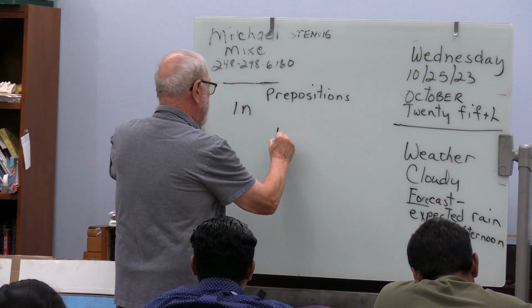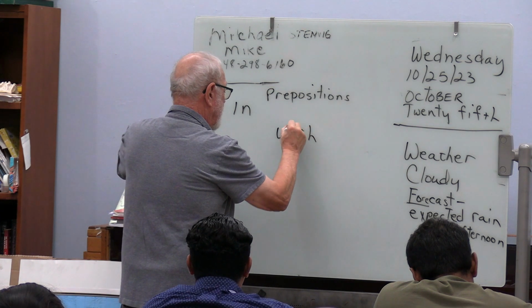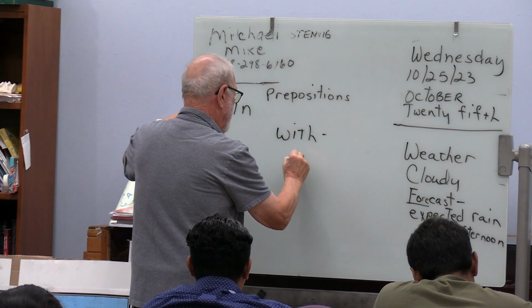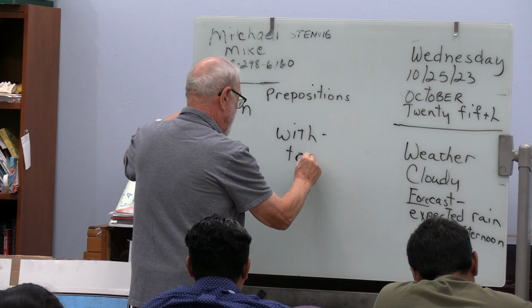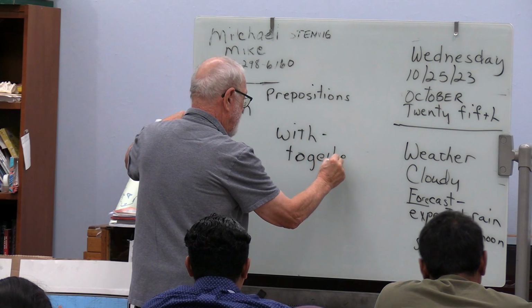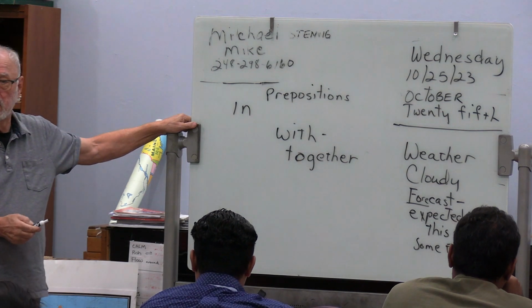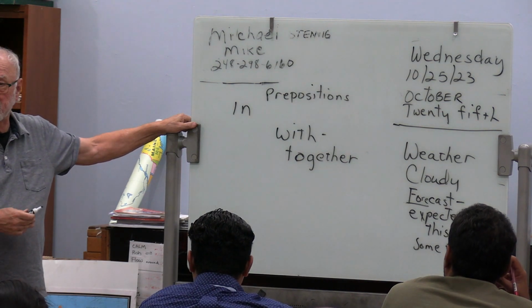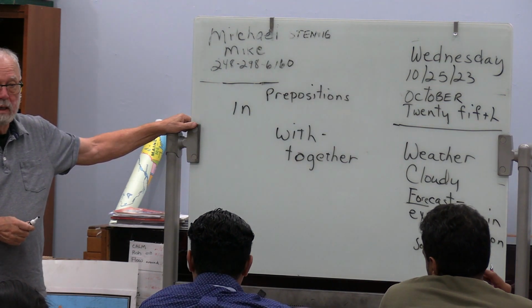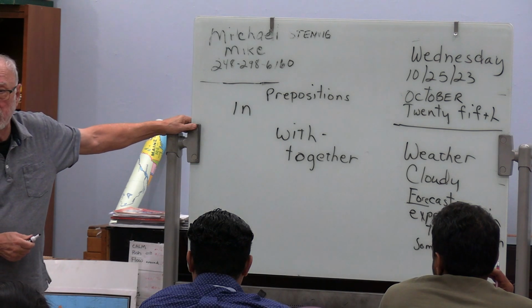This is the easy one. With. With means together. He is going with me.